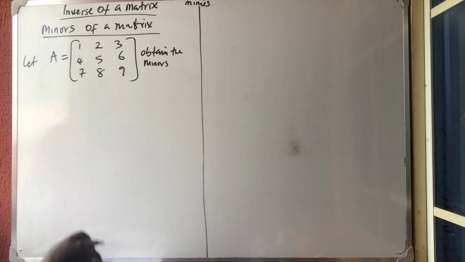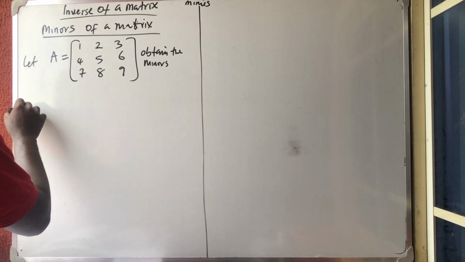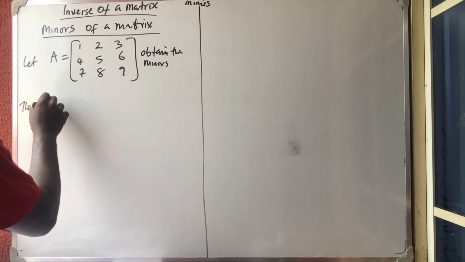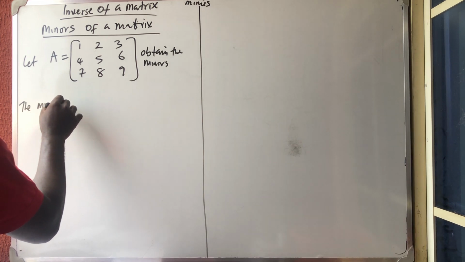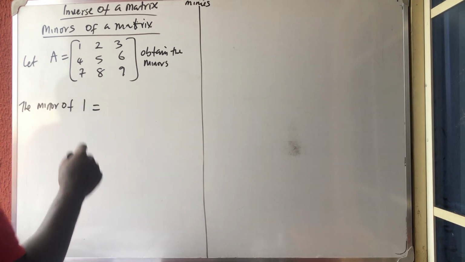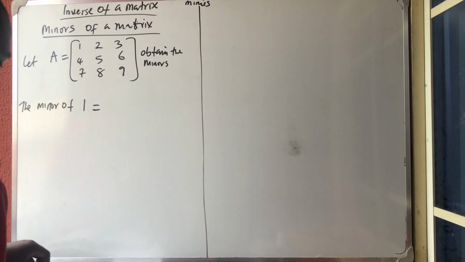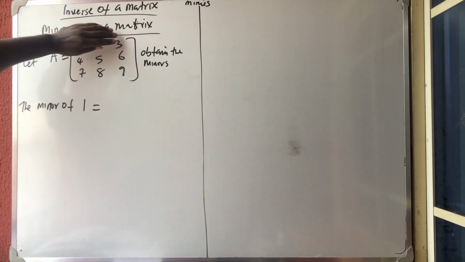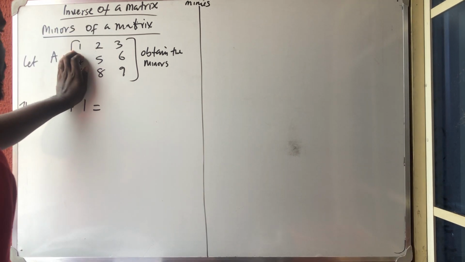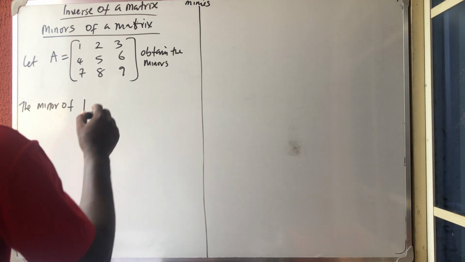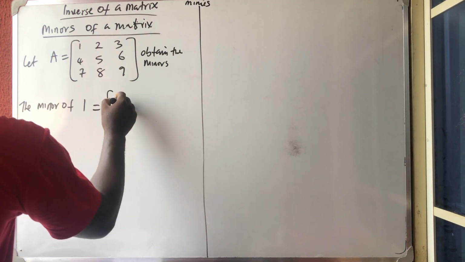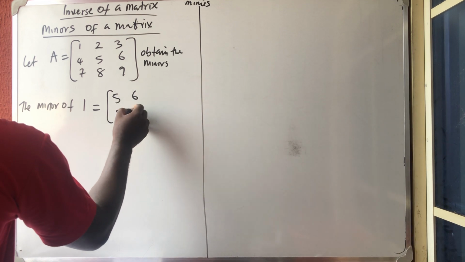Okay, we start from the first one. The minor of 1. The minor of 1 is just, for any entry you are picking, close the row and the column of that entry. I'm picking 1, so I'm closing the row and the column where 1 is. So the minor of 1 is simply 5 6 8 and 9.